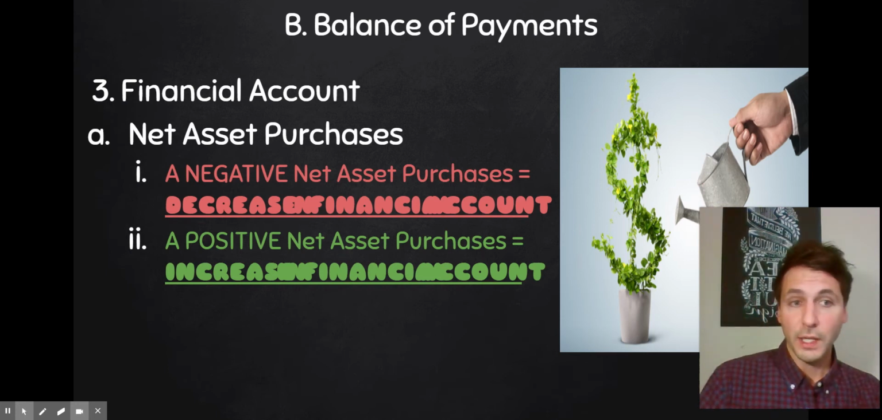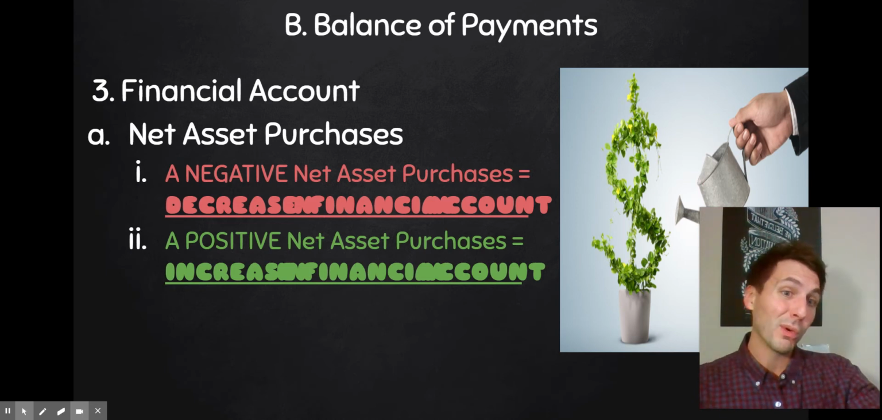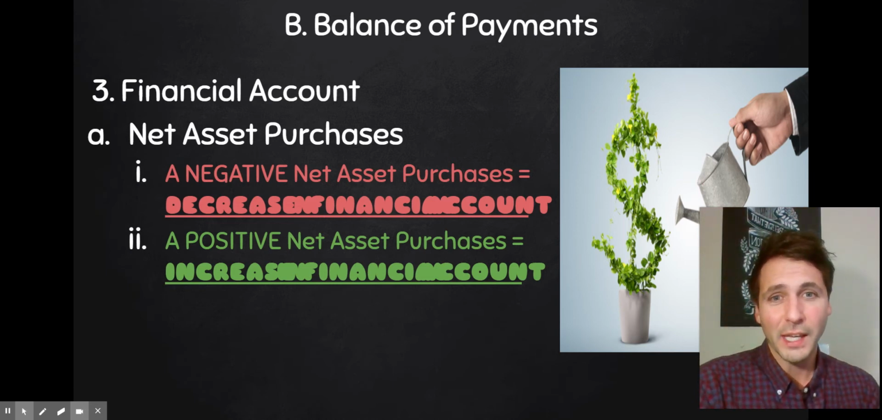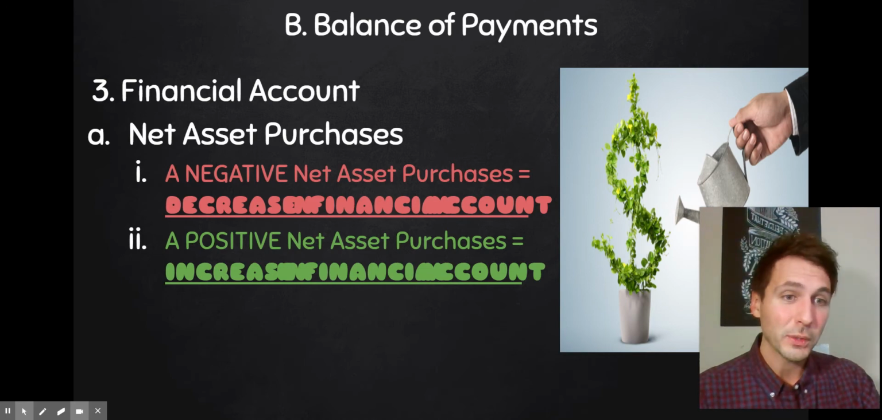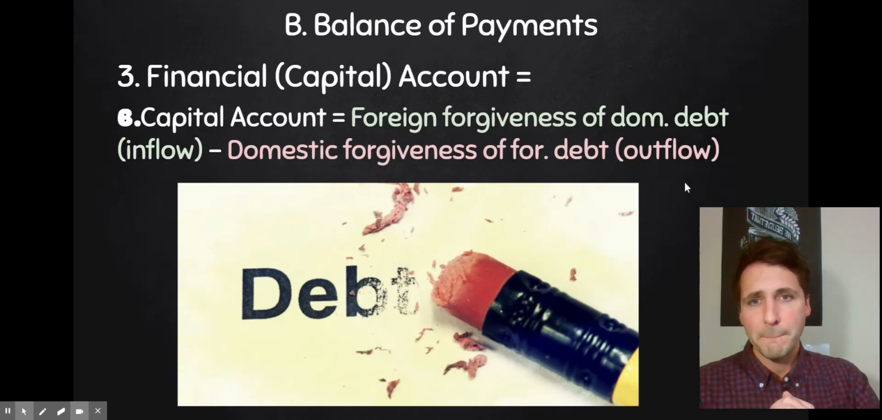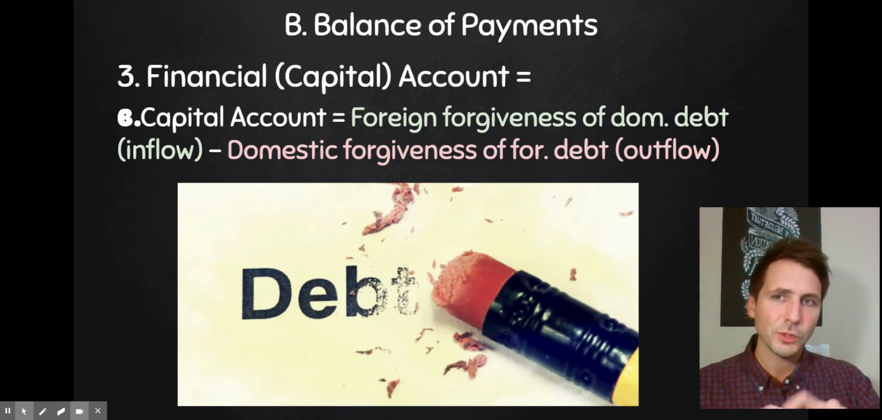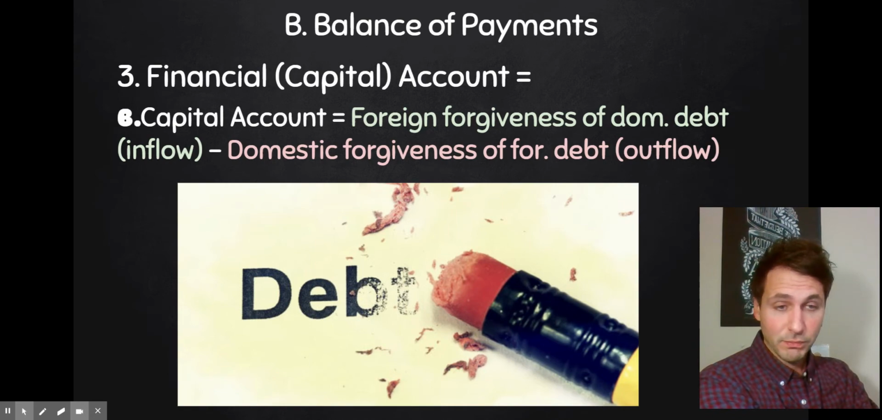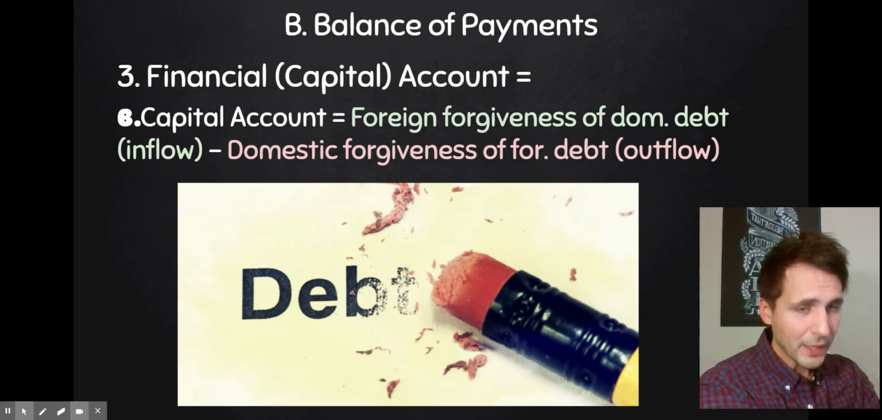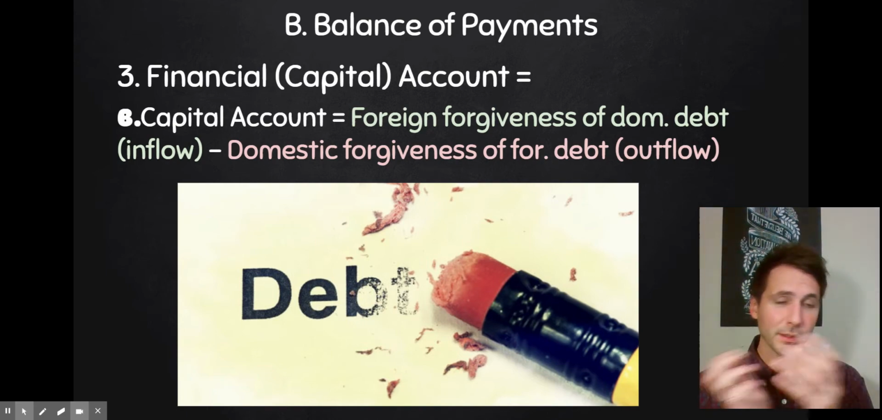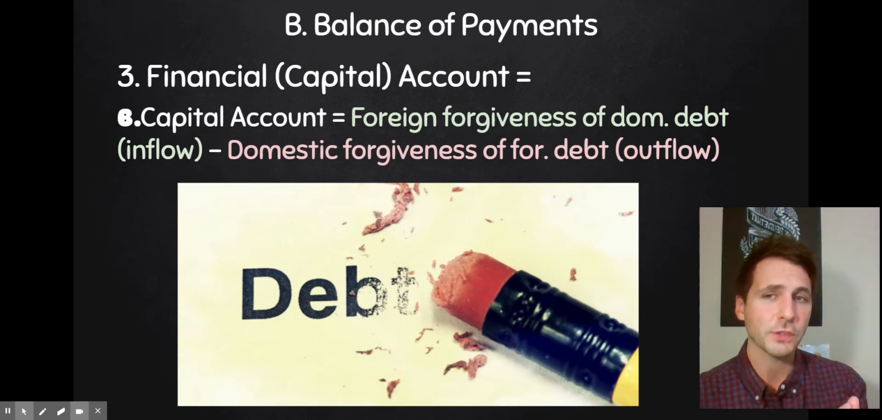But if other nations, or if the United States is buying more financial assets in other nations than they're buying from us, a negative net asset purchase, that's going to be a decrease in the financial account. In addition to that, we also have something called the capital account. So far we have net assets purchase, which is the United States purchasing assets overseas. That's negative. Overseas nations purchasing assets in the United States. That's positive, right? Positive minus negative equals net assets purchase.